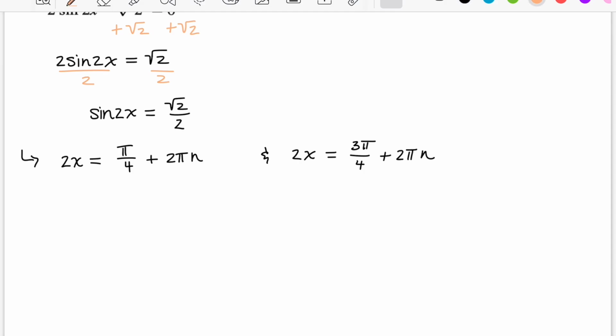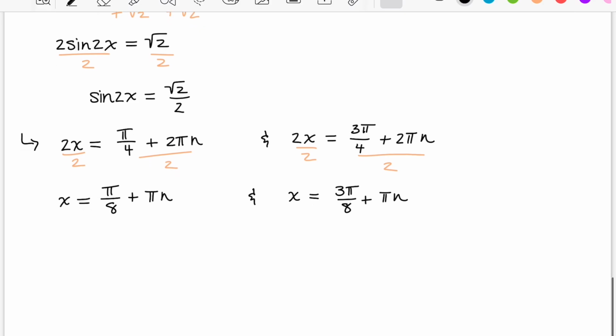Now we want to solve for x, so we're going to divide by 2 on both sides of both equations here. We'll get x is going to be equal to pi over 4 divided by 2 is going to be pi over 8, and then 2 pi n divided by 2 is just going to be equal to pi n. And similarly for this guy here, we'll get 3 pi over 8 plus pi n.